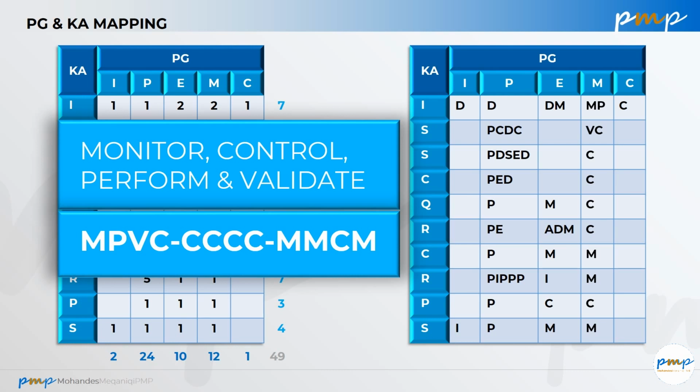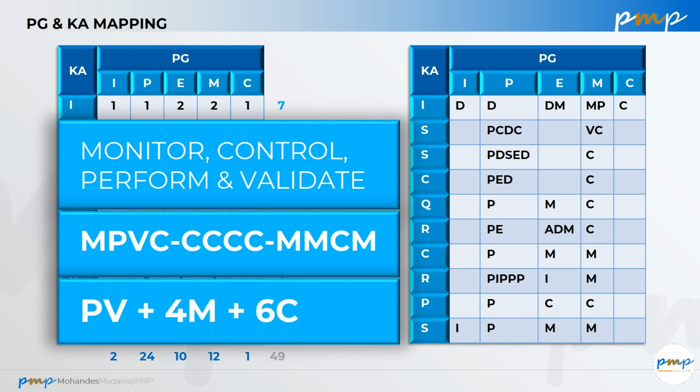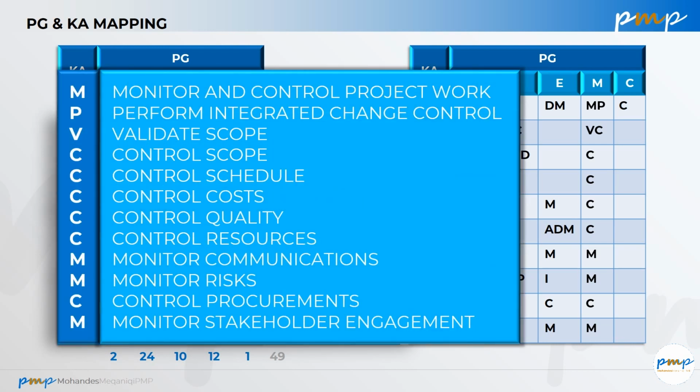So the formula that we can use to memorize all of the processes in monitoring and controlling is PB plus 4M plus 6C. But don't divert from the written MP, BC, CCCC, MMCM. Now we have the 10 processes of monitoring and controlling process group as monitor and control project work, perform integrated change control, validate scope, control schedule, control costs, control quality, control resources, monitor communications, monitor risks, control procurement, monitor stakeholder engagement.